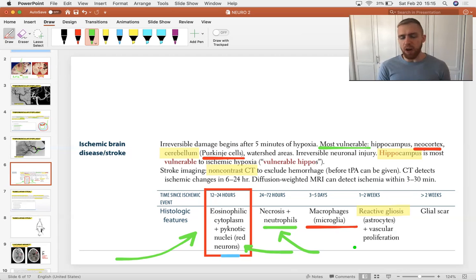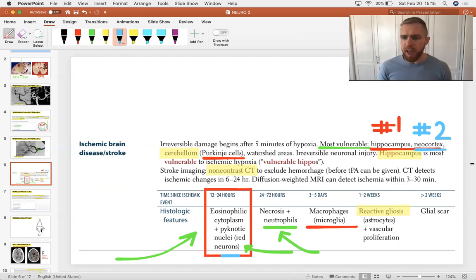Something else from this page of First Aid that you really want to take away, because I've seen questions asked on this topic before, is what sections of the brain are most prone to ischemic injury? And in order, they are: number one, the hippocampus, which is a structure particularly involved in memory formation. And then number two, the neocortex, neo meaning new, and we call it the new cortex because it's the most recently evolved part of the cortex.